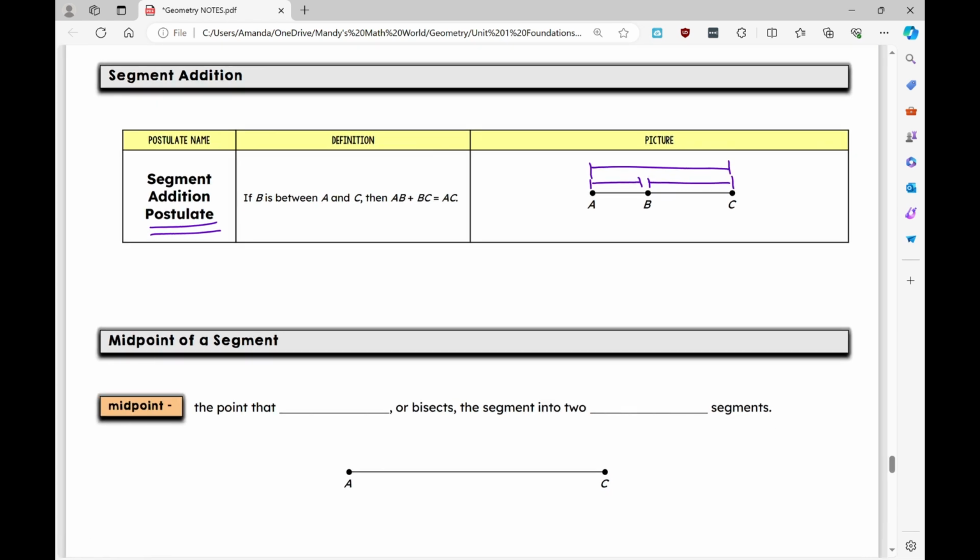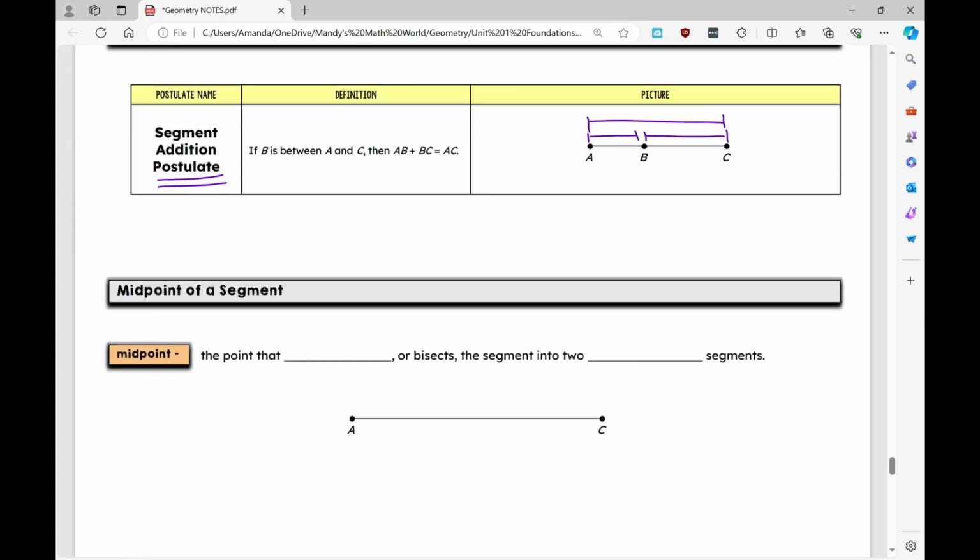Moving on, the midpoint of a segment. What is a midpoint? The midpoint is the point that divides or bisects the segment into 2 congruent segments. And I would say congruent because we're talking about the segments, we're not talking about the length. So I have segment AC right here. If I were to draw a midpoint right here, let's call it M. If that's my midpoint, that divides that segment in half, stating that segment AM would be congruent to segment MC.